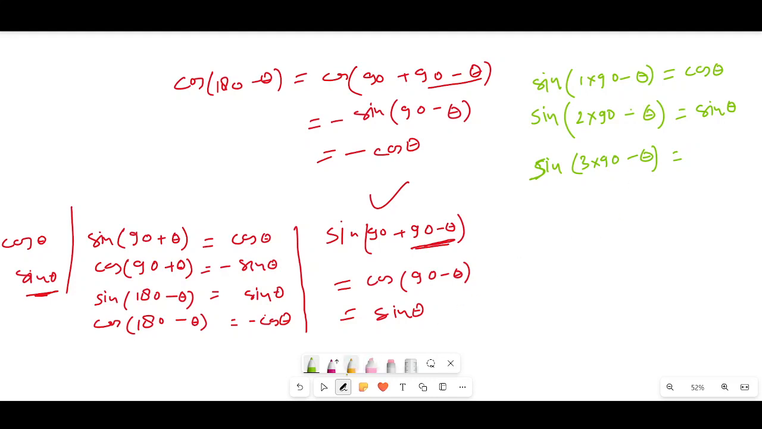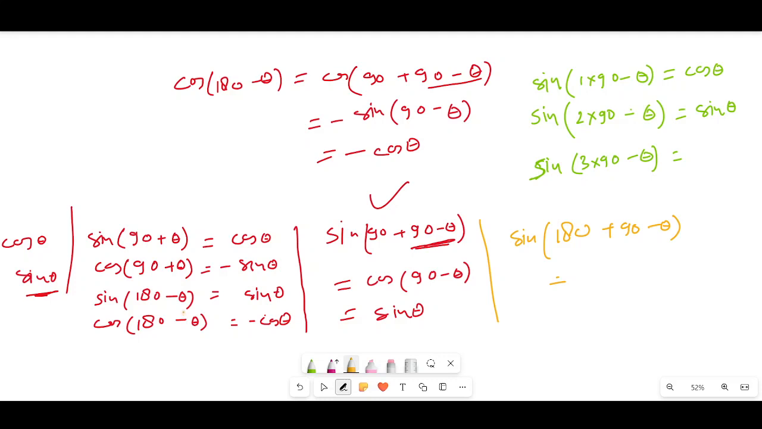Clear? We should solve it in this way. We can write sine 270, that means sine of 180 plus 90 minus theta. Clear? Sine 180 plus theta, what is the value of sine 180 plus theta?